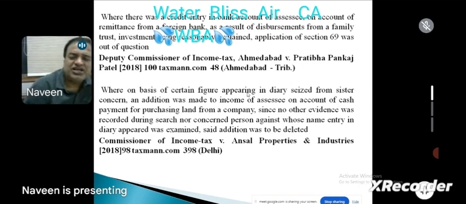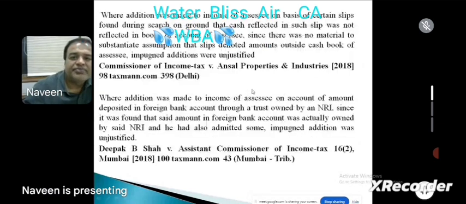Again, an interesting decision, Anchal Properties Industries, Delhi Tribunal, 2018. On the basis of certain figures appearing in a diary seized from a sister concern, an addition was made to the income of the assessee on account of cash payment for purchasing land from a company. Since no other evidence was recorded during the search, nor was any concerned person against whose name the entry in the diary appeared examined, that addition was not sustained.